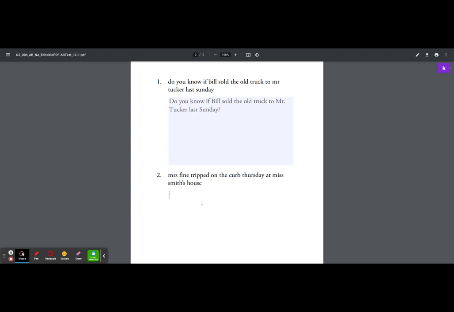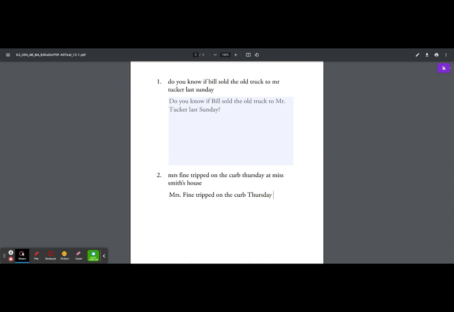Let's go to our next sentence. Mrs. Fine. So Mrs. Fine is at the beginning of the sentence and it's a name. So I capitalize it, put my period for my abbreviation, space, capital F, I, N, E for Fine. Tripped. Ooh, she has to be careful. So tripped is an action verb. On the curb. Curb is a noun. That's a thing, but I don't capitalize it because it's not a proper noun.